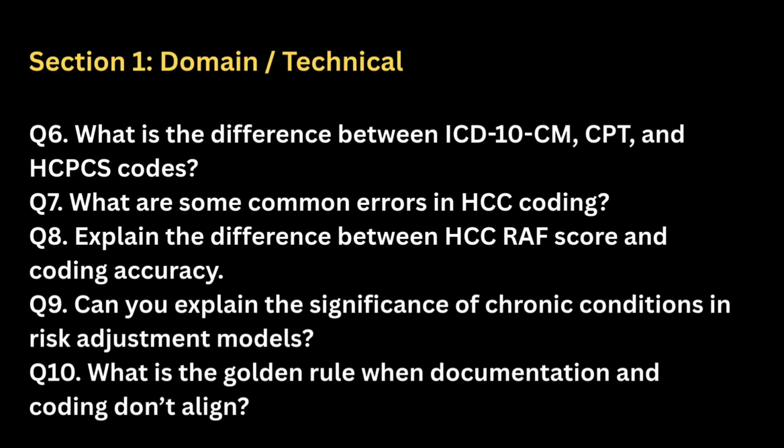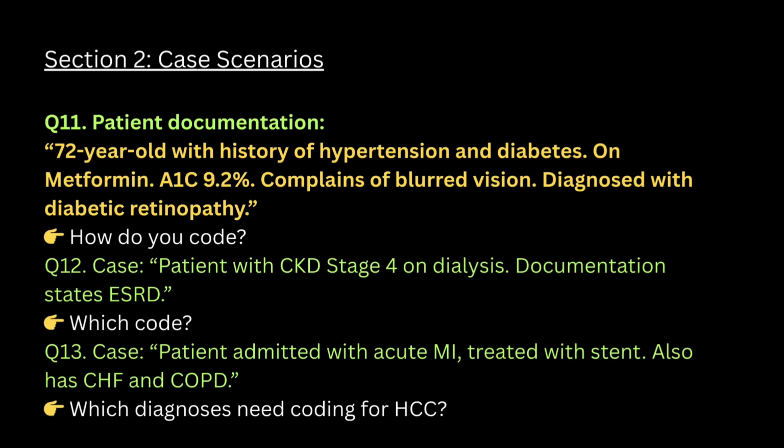And sixth question was, what is the difference between ICD, CPT and HCPCS? Seventh question was, what are the common errors in HCC coding? Eighth question was, explain the difference between HCC RAF score and coding accuracy. Ninth, can you explain the significance of chronic condition in risk adjustment model? 10th, what is the golden rule when documenting the coding? And section 2, case scenarios.